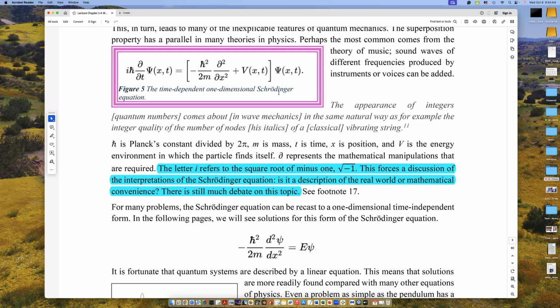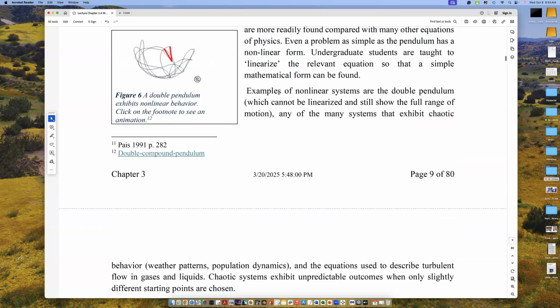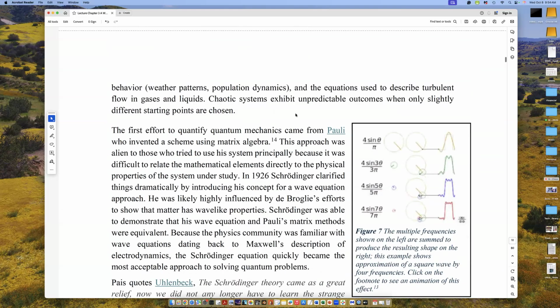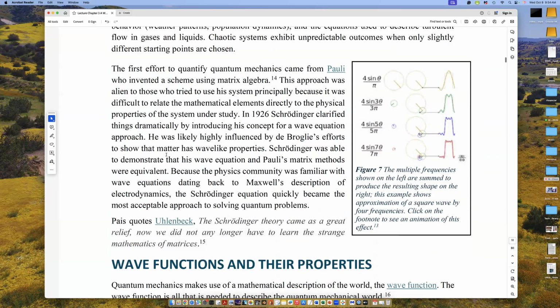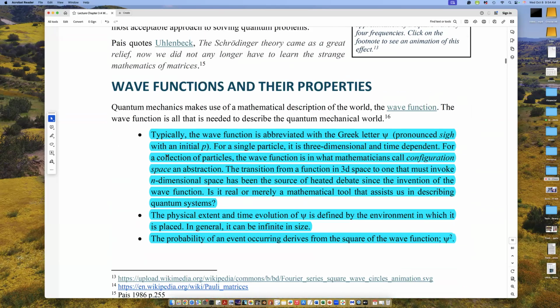From it, we get the wave function, and wave functions can have these odd shapes. So let me skim down here. We're going to talk about the various properties of wave functions. There again, there's the wave function symbol, the Greek letter that is spelled psi.